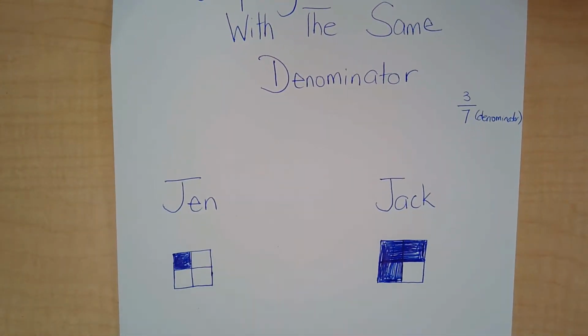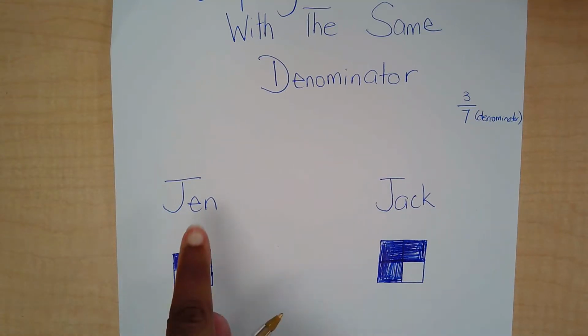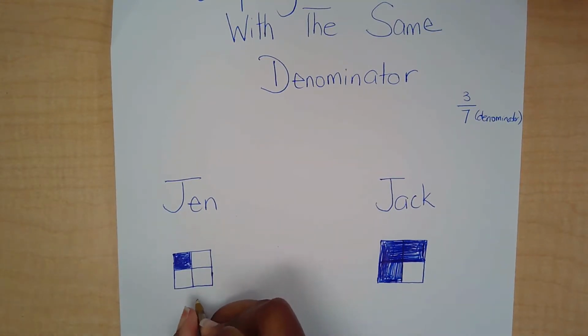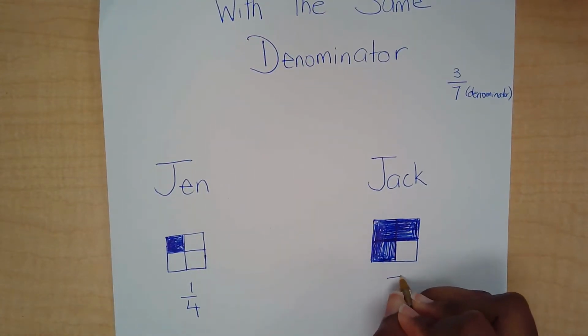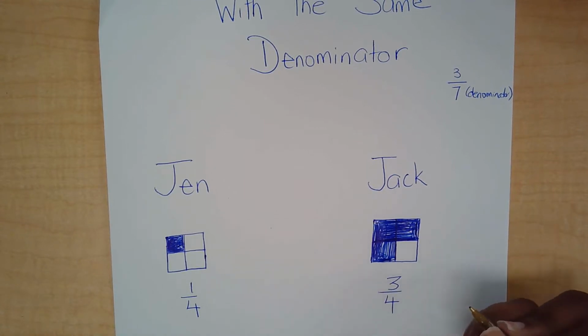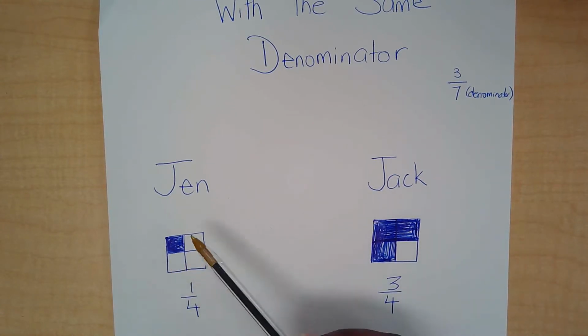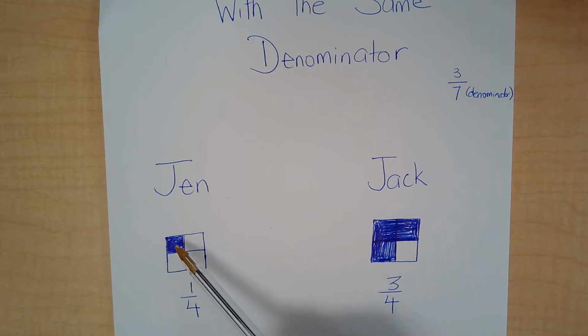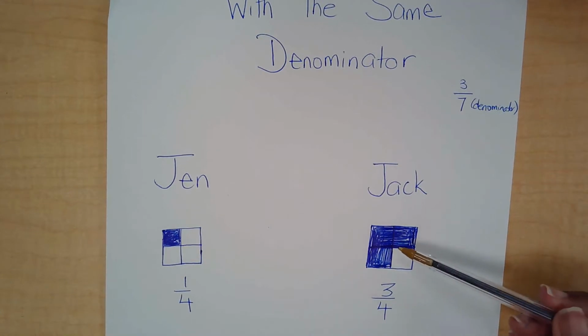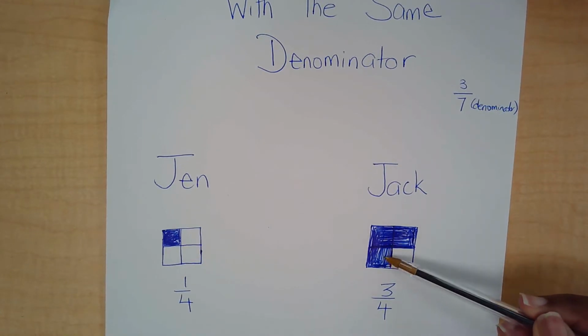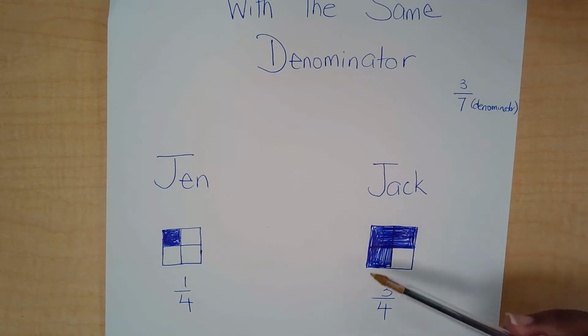So let's look at these two. We have Jen and we have Jack, and they have both bought pizza, and the pizza is in the square shape. Now, Jen has had 1/4 of her pizza, but Jack has had 3/4 of his pizza. Now, how do we know that Jen had 1/4? Well, Jen had 1 out of her 4 slices. And how do we know that Jack had 3/4? Well, Jack had 1, 2, 3 out of his 4 slices.